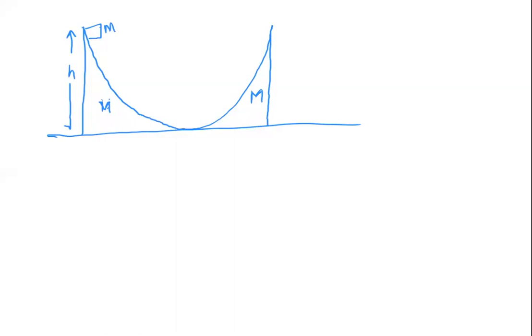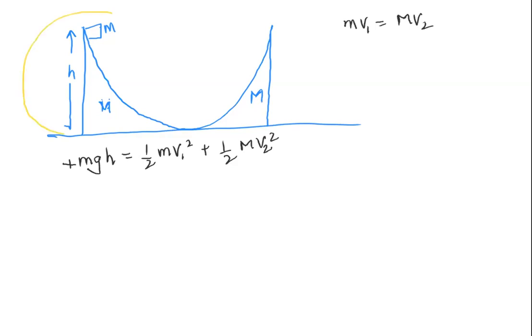So in this we will first do minus mgh dash plus mgh is equal to half mv1 square plus half mv2 square, and mv1 is equal to mv2. So for the first part, I have taken this as the system and I am applying the work energy theorem and conservation of momentum on this.